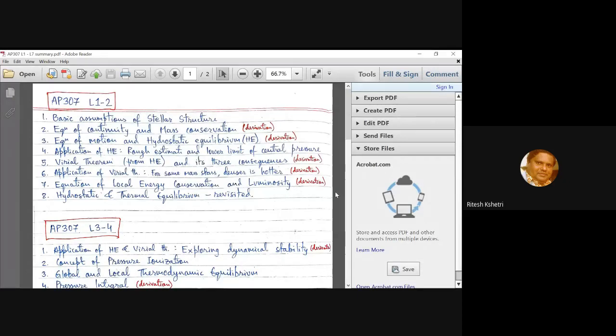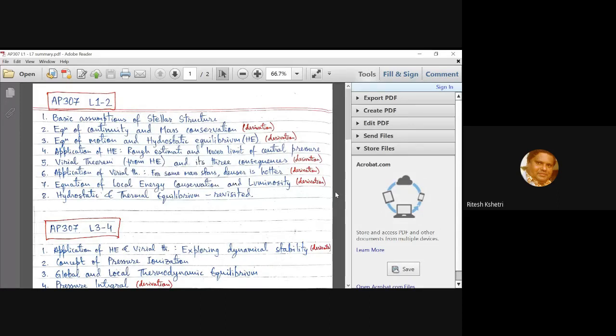We started off our course of lectures with the basic assumptions on stellar structure, regarding sphericity, isolation, composition. And then we talked about the most basic of the stellar structure equations, the equation of continuity and mass conservation. I have written in red pen the derivations. This means these sections have derivations in them.